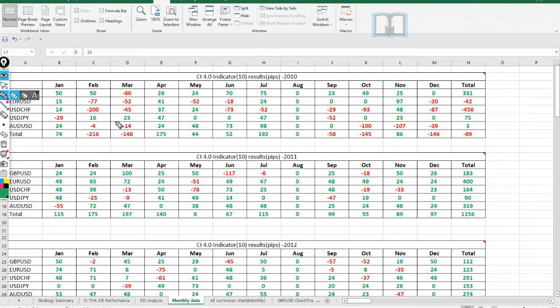Because the last thing we want is when you get a drawdown of 216 and 148 pips consecutively, you don't want to get shocked and you don't want to get paralyzed and not put the next trade so far, because if you did that, you would have been left with a very high drawdown of minus 350 pips over here, and you would never have got it reduced to minus 89.